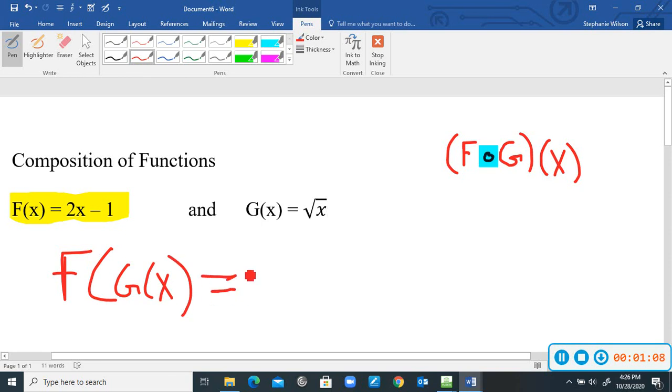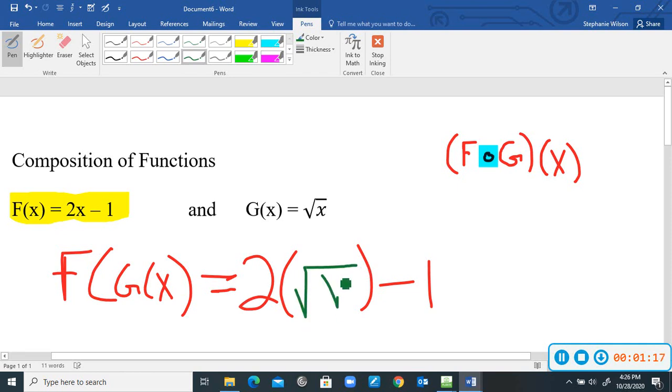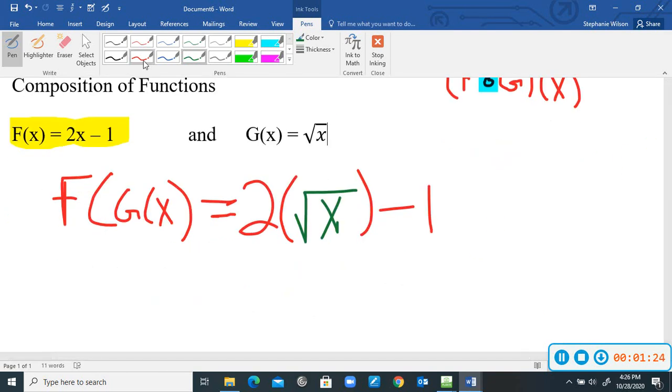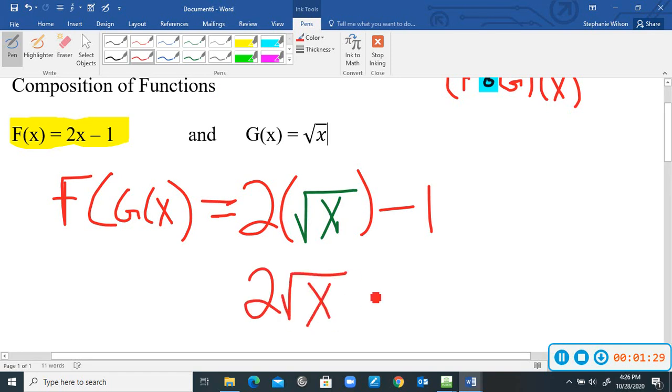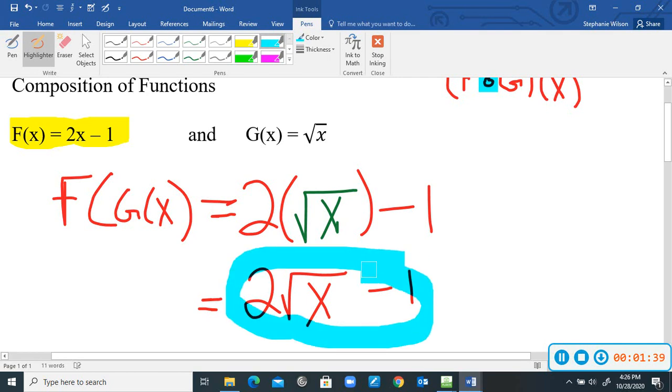So my f function is 2x minus 1. And I'm going to plug in my g function, which is the square root of x. This one came out pretty nice and easy because 2 times the square root of x is just 2 square root of x, and then we're going to subtract 1, and that's it. There's nothing else to this one because in order to add or subtract, you have to have common terms, and we don't have a common term here. We have a square root here, and then we have a constant. So that would be it.